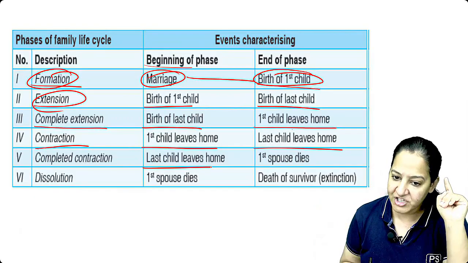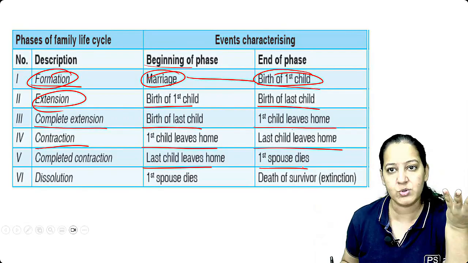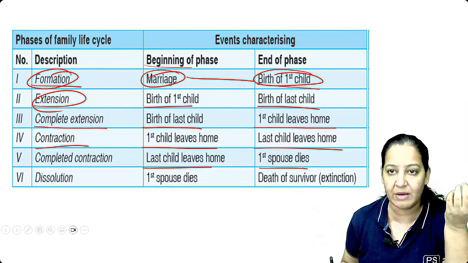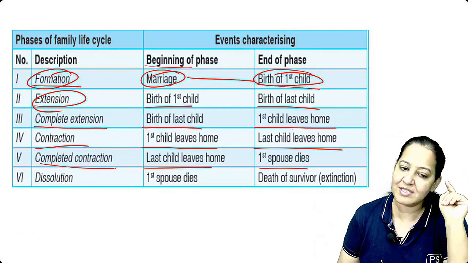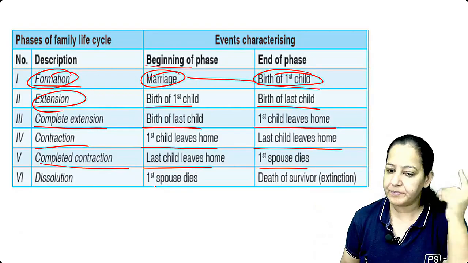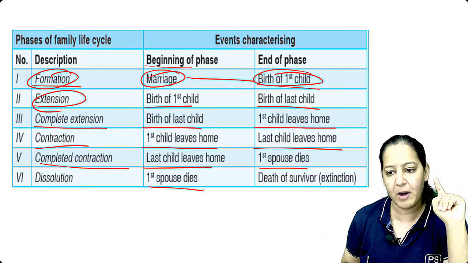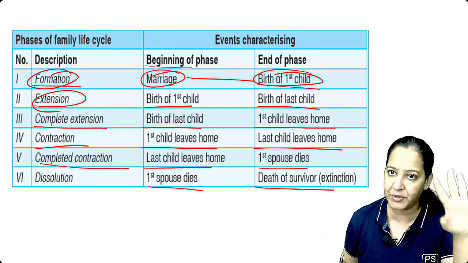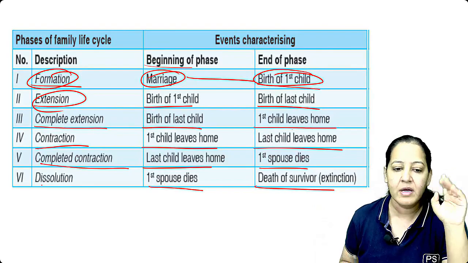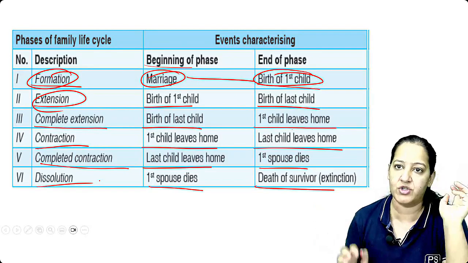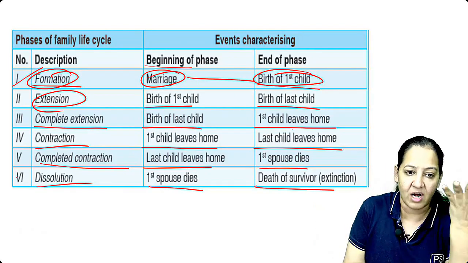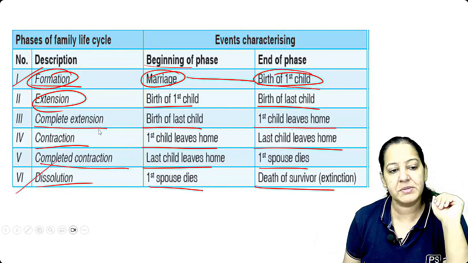When the last child leaves the home, one of the spouses dies, of course. From the husband and wife, one of them will die, of course. So that is complete contraction. And finally, from the first spouse dying till the last spouse also dies, the second spouse, I mean the survivor. So this is the complete family formed, and dissolution also. So the complete family started and it dissolved. So these are the 6 phases.